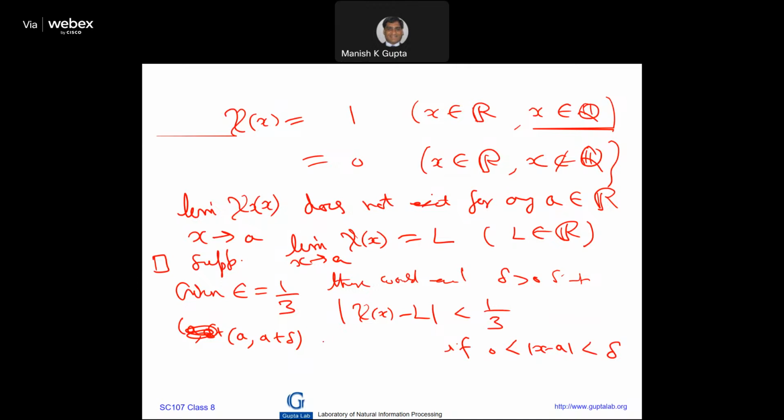If x is a rational between a comma a plus delta, then what will happen from here? We will get mod of 1 minus L less than 1 by 3, because the value is 1. Chi of x will be 1 if x is rational, right? So you get this. And if x is irrational, then what will happen?